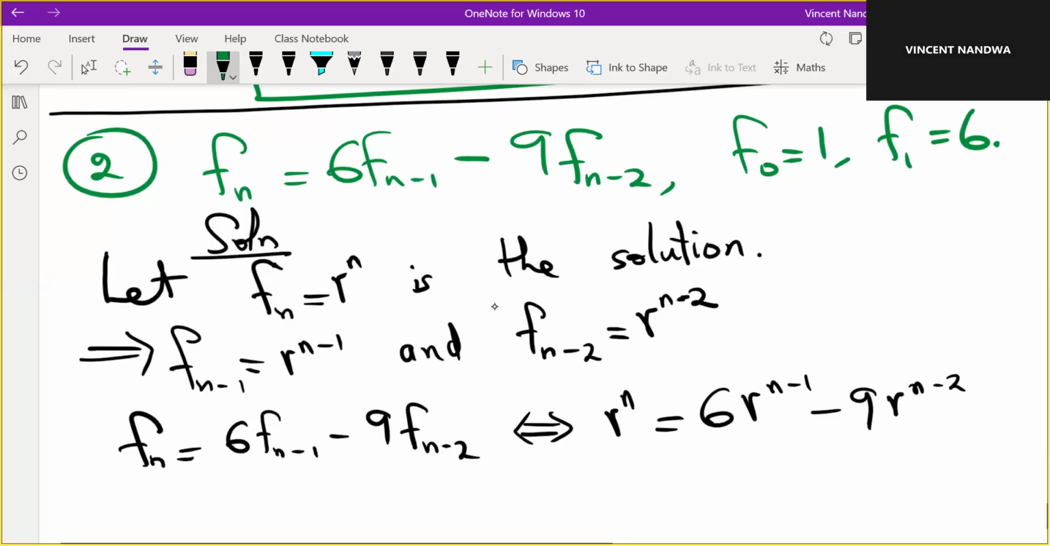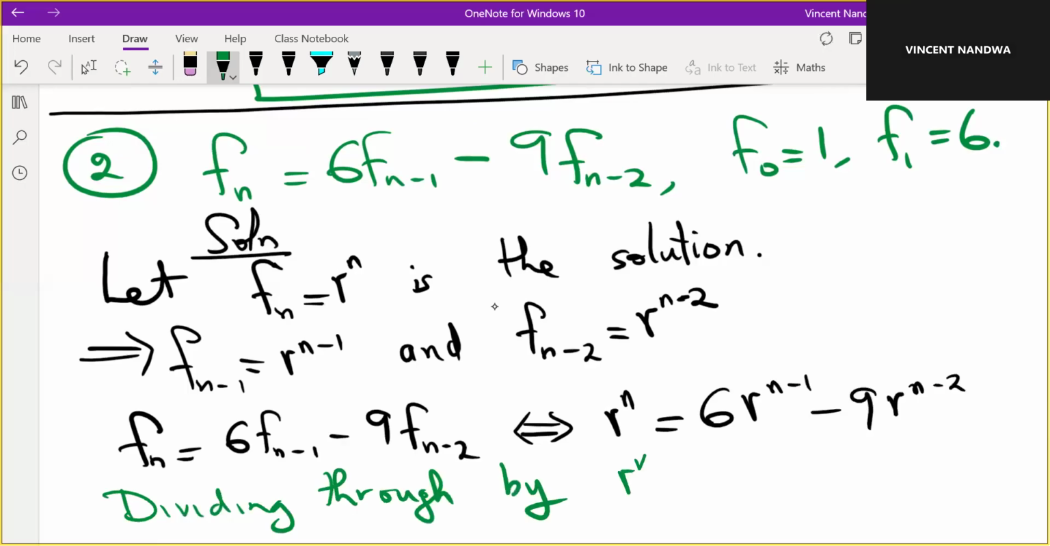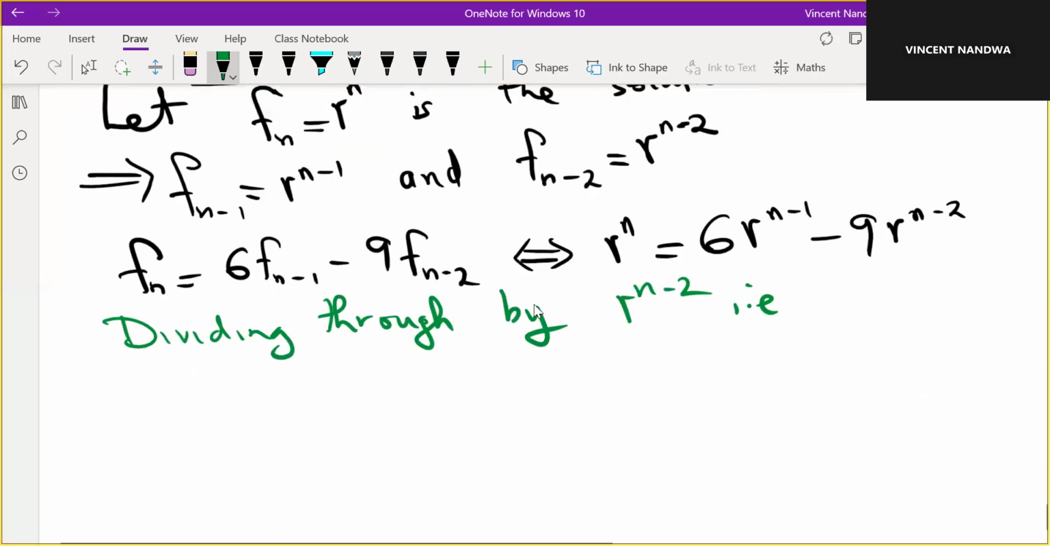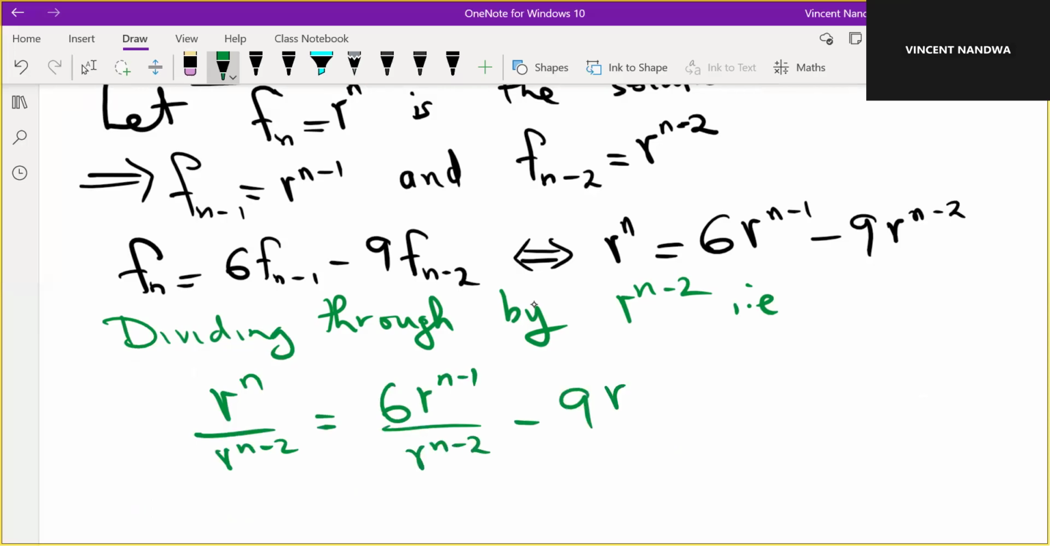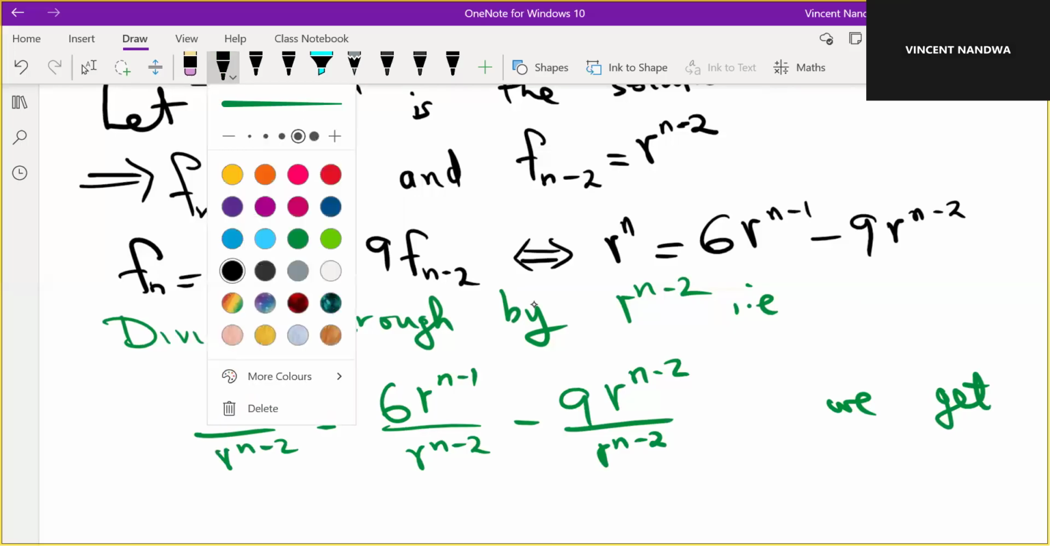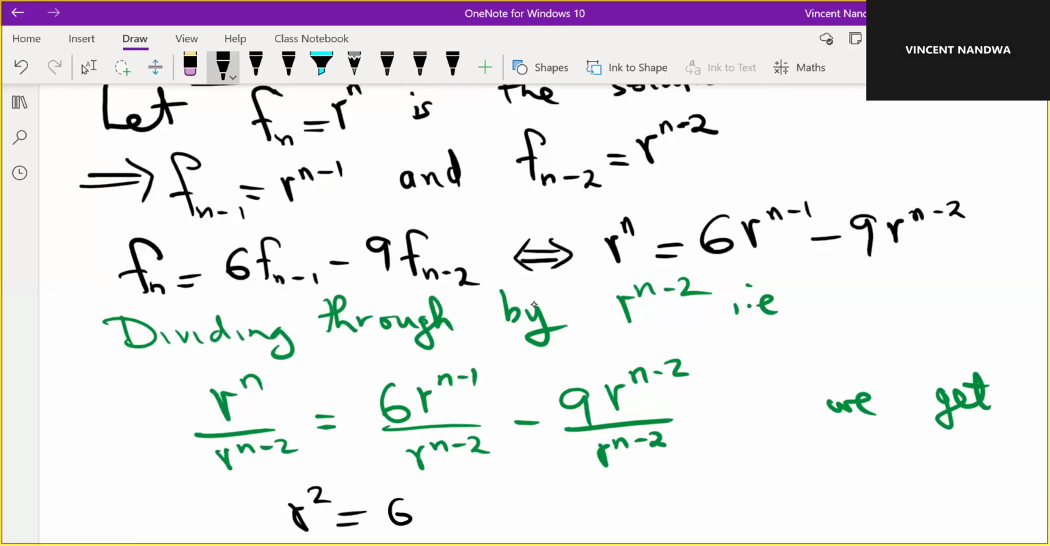Divide by R power n minus 1. Yes, so divide by R power n minus 2, i.e. we'll have R power n over R power n minus 2 equals 6 R power n minus 1 over R power n minus 2 minus 9 R power n minus 2 over R power n minus 2. We get, on the left-hand side, R squared equals 6R minus 9.